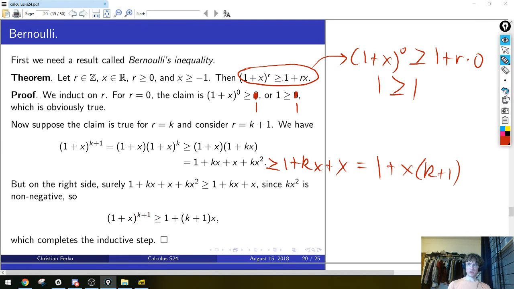So to summarize, we proved it's true for r equals 0. We proved whenever it's true for k, it's true for k plus 1. Therefore, it's true for all of the non-negative integers by induction.